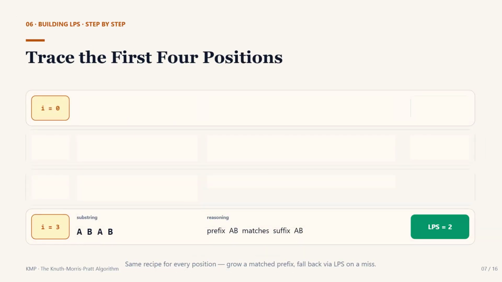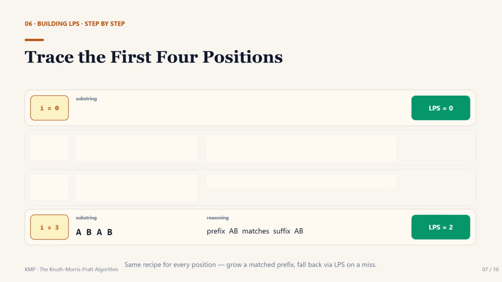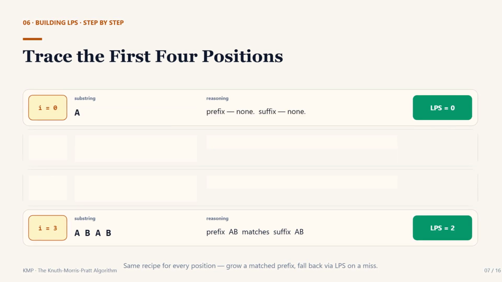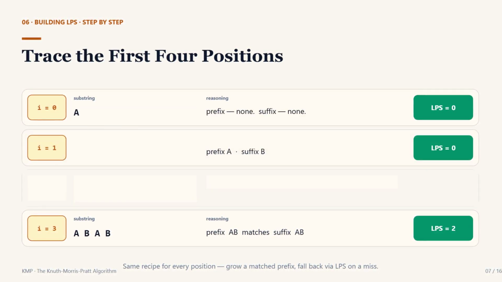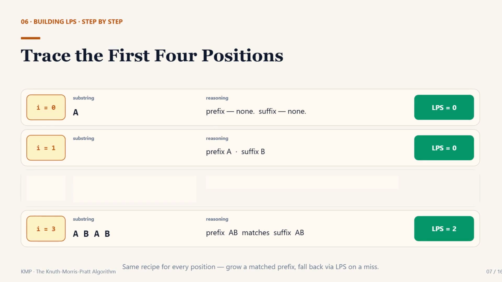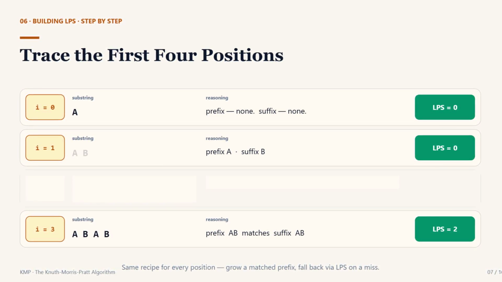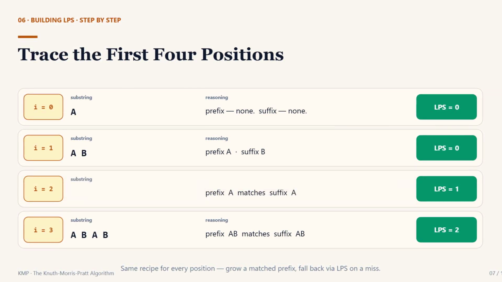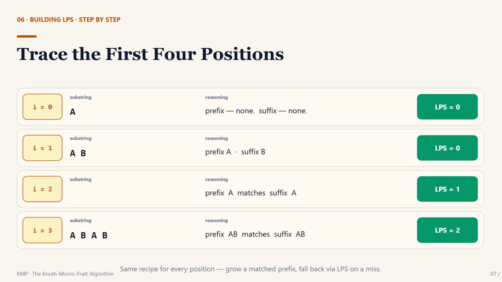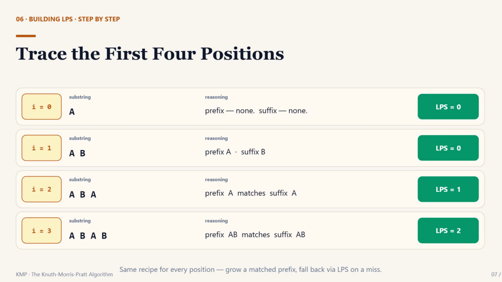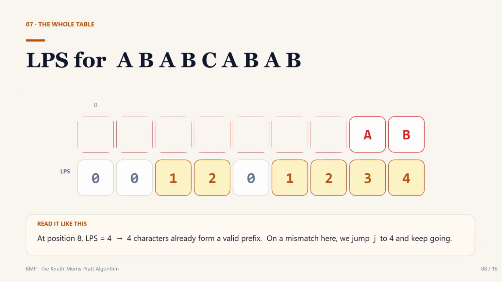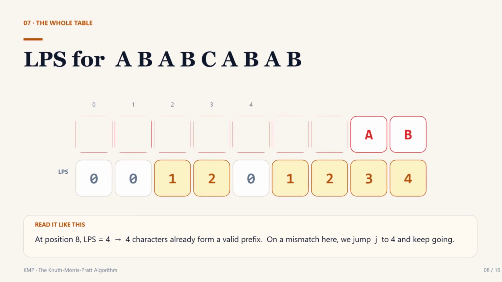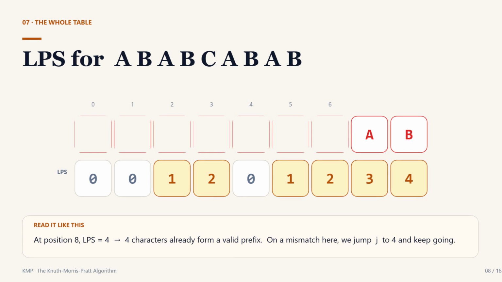Let us build LPS for the pattern ABABCABAB. For A alone, there is no proper prefix. LPS is 0. For AB, no prefix matches a suffix. 0 again. For ABA, the prefix A matches the suffix A. LPS is 1. Then ABAB, prefix AB matches suffix AB. LPS is 2. Continuing all the way gives us this table: 0, 0, 1, 2, 0, 1, 2, 3, 4.